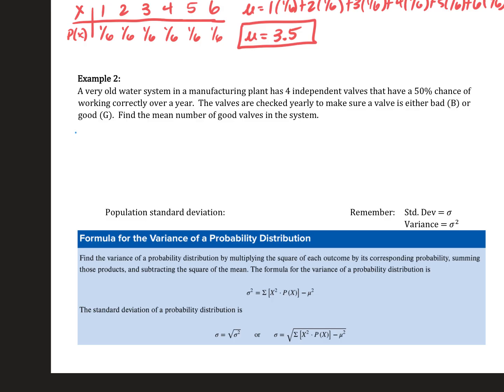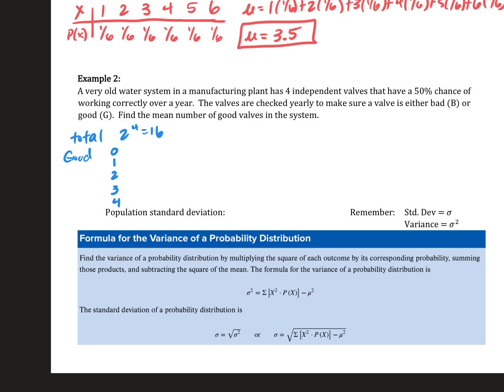So the total outcomes is what? So we have 4 valves, and each valve can be good or bad. So what's my total outcomes? How do I find that number? 2 times 2 times 2 times 2, right? So 2 to the 4th. So I have the option of having 0 good valves, 1, 2, 3, or 4 good valves, right? Anywhere from 0 to 4.